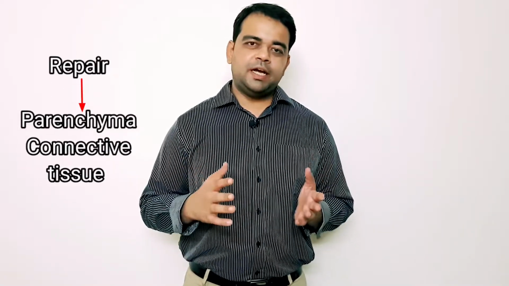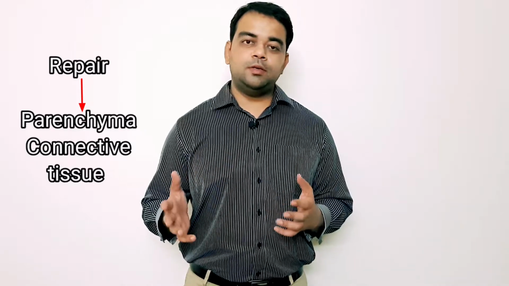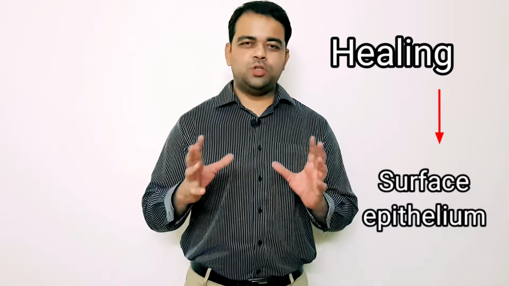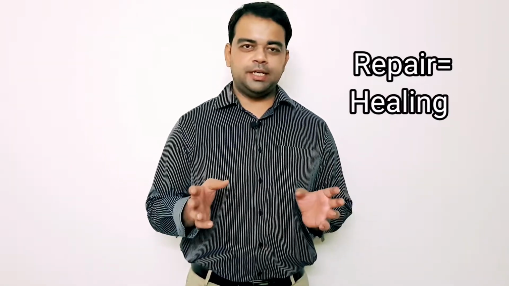The term repair is used mainly for parenchyma and connective tissue, while the term healing is used for your surface epithelium, although both can be used interchangeably. So whenever you are asked about repair or healing, you have to write the same answer. How does repair happen in our body? It can either be by regeneration or by connective tissue deposition, or scarring.